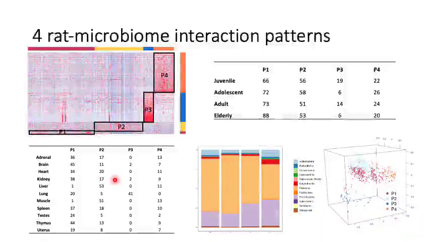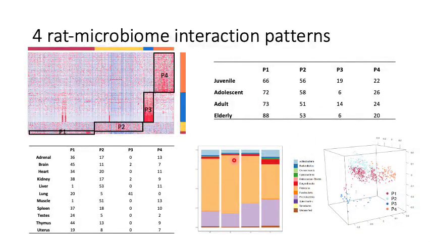The table below the heat map is a contingency table for tissue distribution of the 4 patterns. We can see the liver and muscle samples were basically classified into the P2 pattern. Lung samples were classified into the P1 and P3 patterns. No significant enrichment can be seen for developmental stages distribution of the 4 patterns.